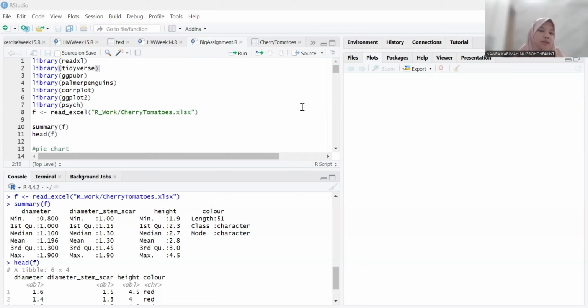The diameter at stem scar, and height variables are measured using rulers, which actually may cause an error of 0.1 to 0.3 centimeter, while the color variable is based on what the tomatoes actually look like. For example, these tomatoes are what red tomatoes look like. These tomatoes are what orange tomatoes look like.